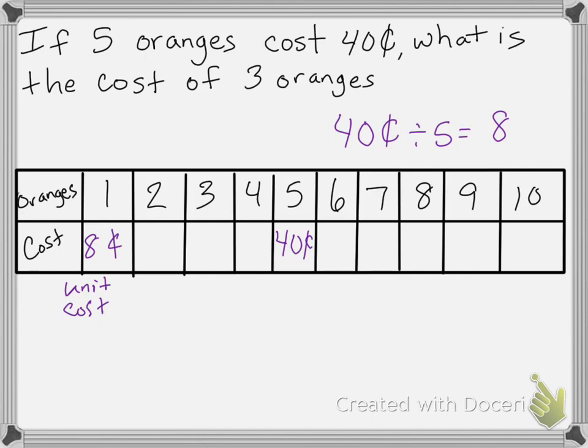Okay? So now I can find the cost of the other items. So I want to find out 3 oranges. And to do that, I would take the 8 cents and multiply it by the 3 oranges. And 8 times 3 equals 24 cents. Okay. I can do the same thing with 2. 8 times 2 is 16 cents. With 4, 8 times 4 is 32 cents, etc.